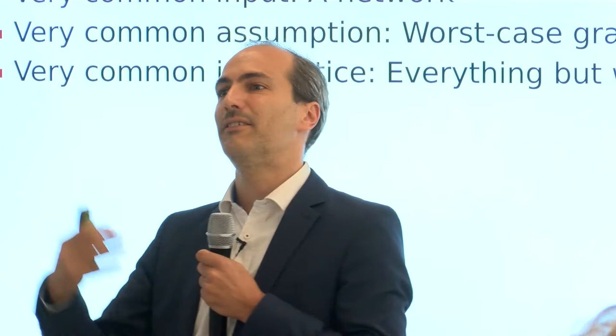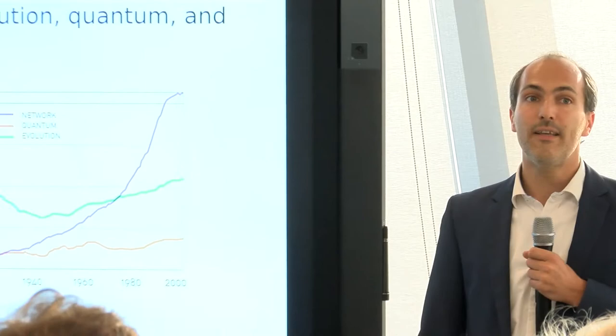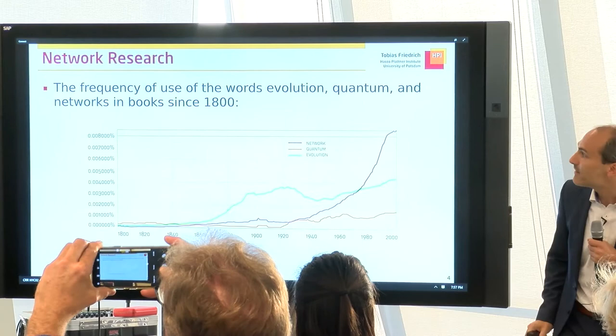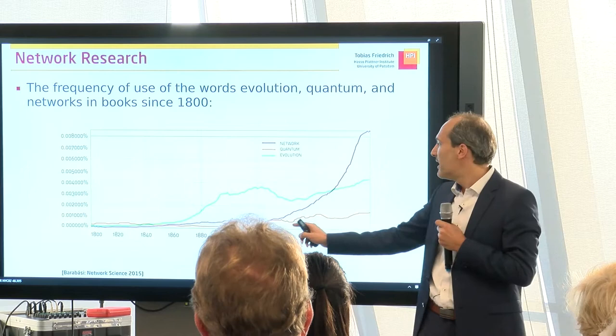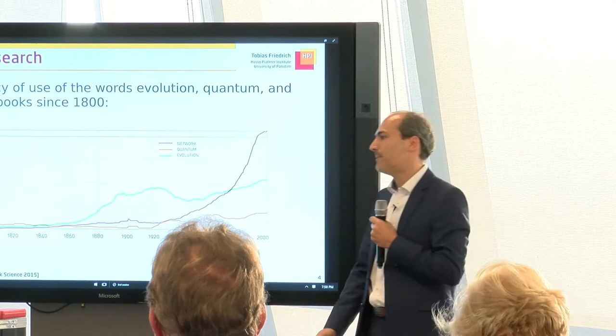And this is a whole theme of research going on in the last decades. Here's a chart I stole from a book from Barabási, where you can see the frequency of the words evolution, quantum, and networks in book titles since 1800. And you see that evolution was quite popular around 1900, and quantum is still rather popular, but books on networks really rocket to the sky. So networks are really an important topic, not only in research, but just like counting the number of books published. Okay, so this is the motivation for studying networks.